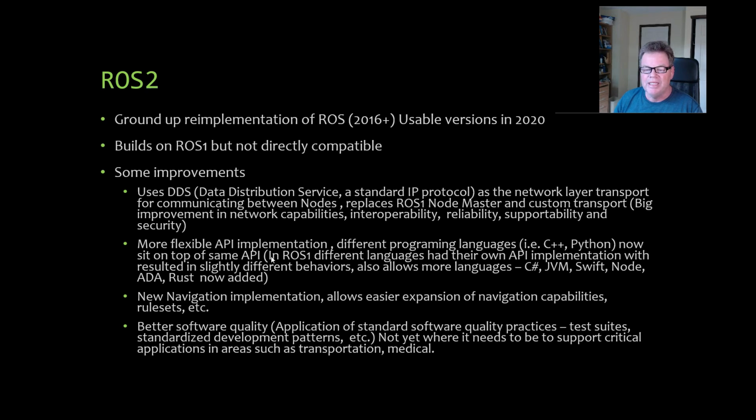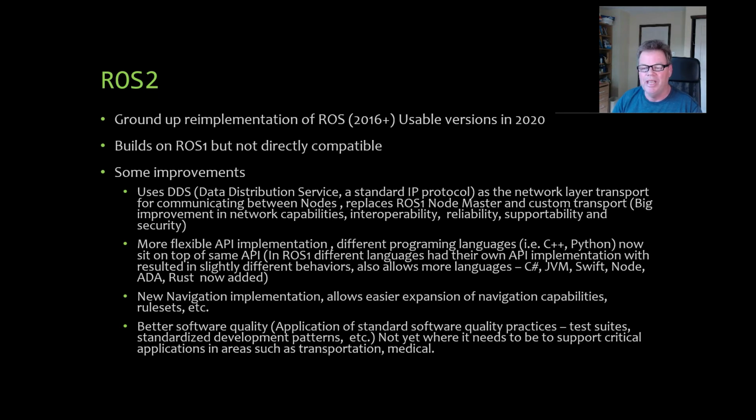Another big change in ROS2, in ROS1, the only languages that were supported for programming ROS was C++ and Python. And the APIs that each of those languages used were developed independently. So they did very similar things, but they didn't work exactly the same, which caused problems when you're developing something in C++ and tried to use it with the Python versions. Slightly different things could happen.